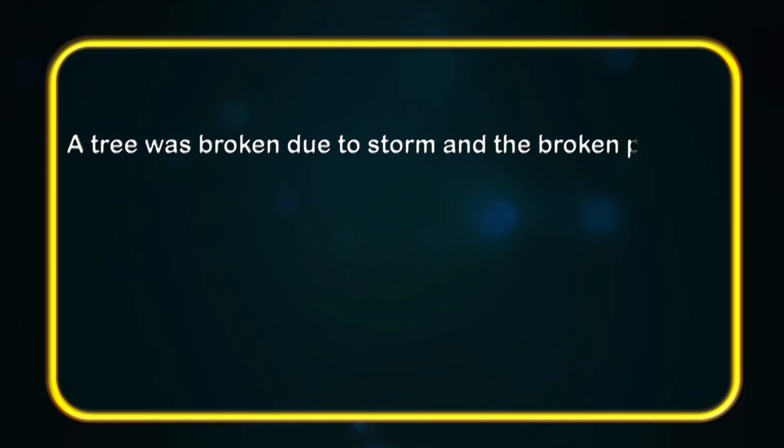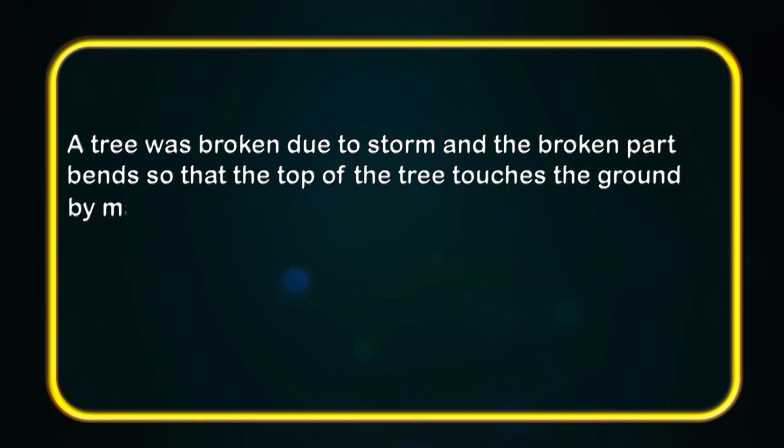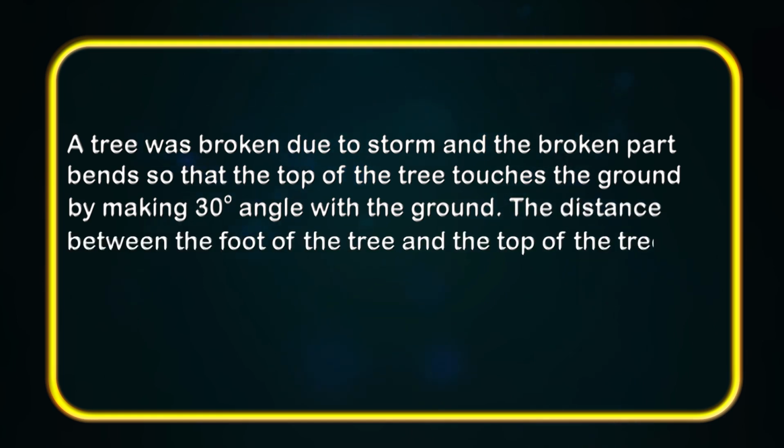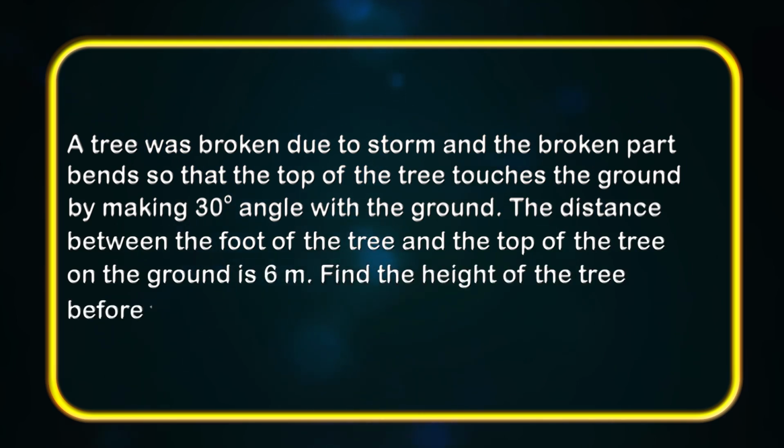A tree was broken due to a storm, and the broken part bends so that the top of the tree touches the ground by making a 30 degrees angle with the ground. The distance between the foot of the tree and the top of the tree on the ground is 6 meters. Find the height of the tree before falling down.